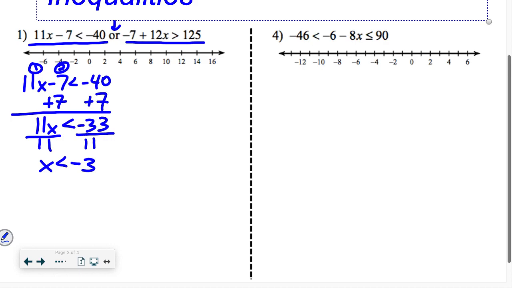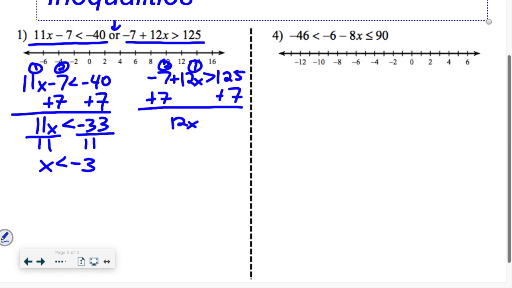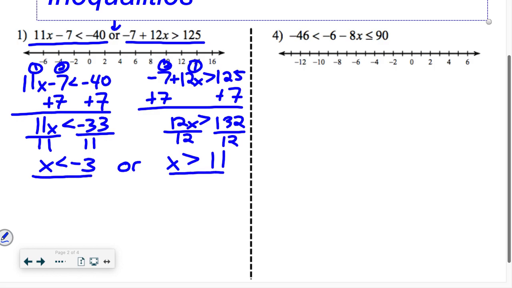My second inequality was negative 7 plus 12x greater than 125. To work on this one, again, what's the story of x? It is multiplied, followed by subtraction by 7. So I'm going to add 7 to both sides, so that 12x is greater than 132. Divide both sides by 12, and I get x is greater than 11. Now again, this statement was an or statement. Together in the end, they are x is less than negative 3 or x is greater than 11.